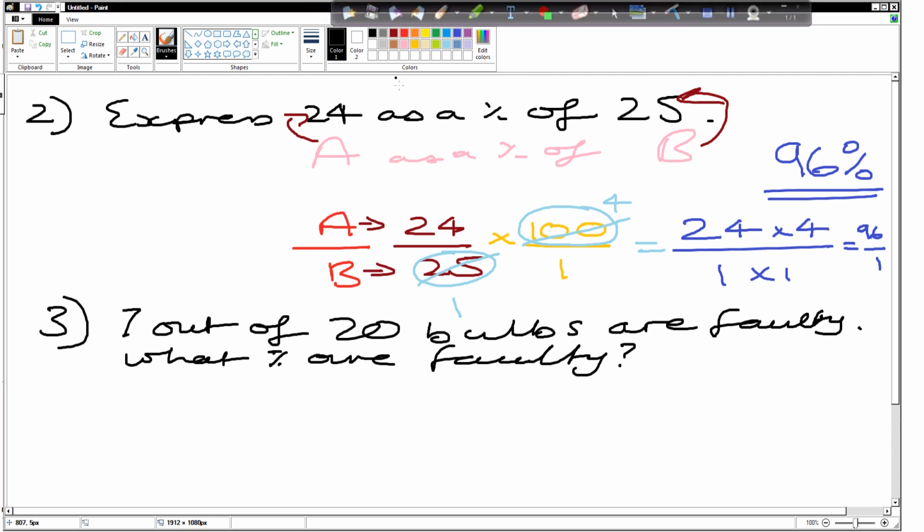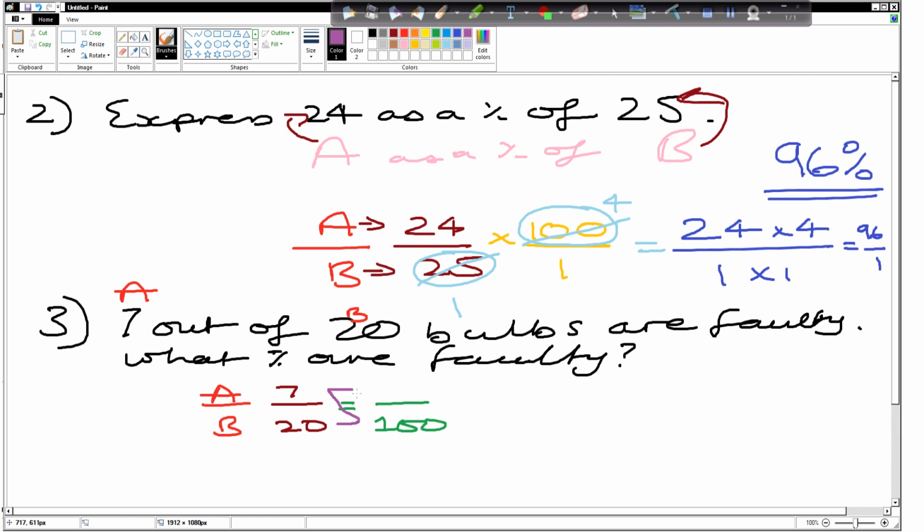Okay, let's do the A and B technique. This is the A, this is the B, so it's A over B. What is the A, Ali? 7. And the B is 20. Now we're going to use the equivalent technique. So we can do 100 at the bottom, because percentage is all about being out of 100.